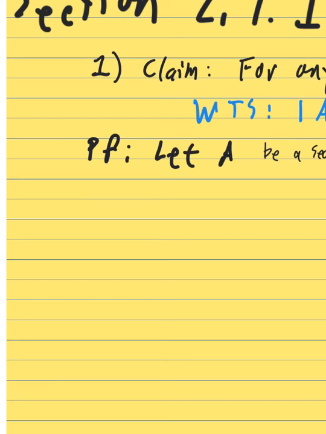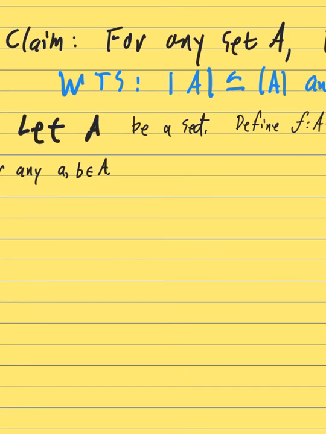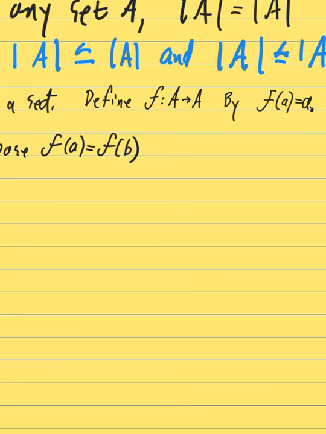How do you show something is 1 to 1? Well, let's consider any a, b in big A. Suppose f of A is equal to f of B. If I want to show the function is 1 to 1, then I need to show A equals B.